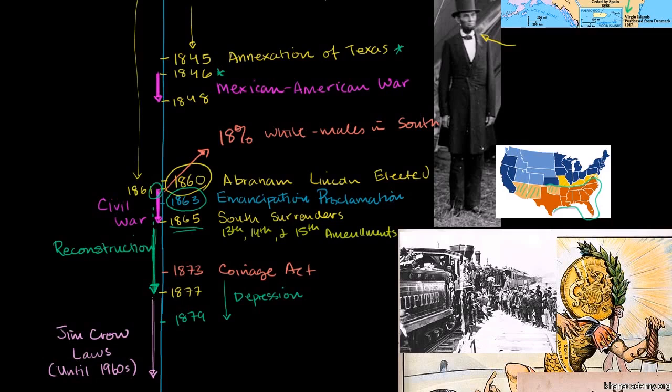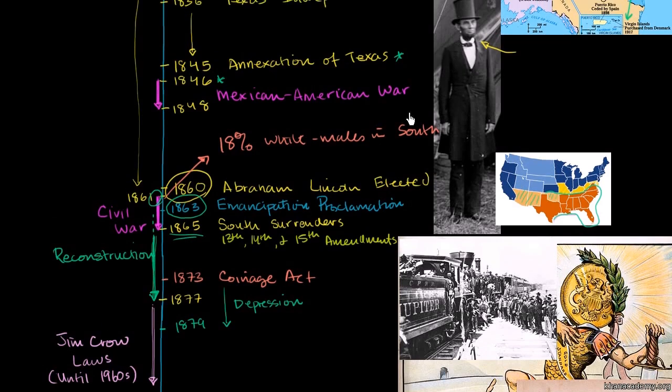Where we left off in the last video, the North had just won the Civil War. Unfortunately for Abraham Lincoln, it was 2 months after he was assassinated, but now the North was dominant and essentially occupied the South. And we enter a period called Reconstruction.